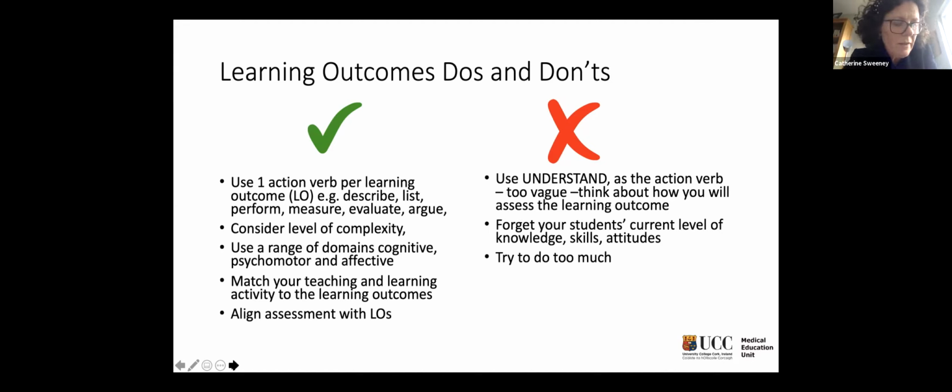So for example, for a simulation scenario, if it's a brief simulation and a once-off piece, you might be looking at 1 to 2 learning outcomes in each of the domains. So you might be looking at somewhere between 4 or 5 learning outcomes for the whole thing, max. I don't think you should be going beyond that. You might have one affective, maybe 1 or 2 psychomotor, and maybe 1 or 2 in the cognitive domain. And 3 might be plenty, depending on the scenario.